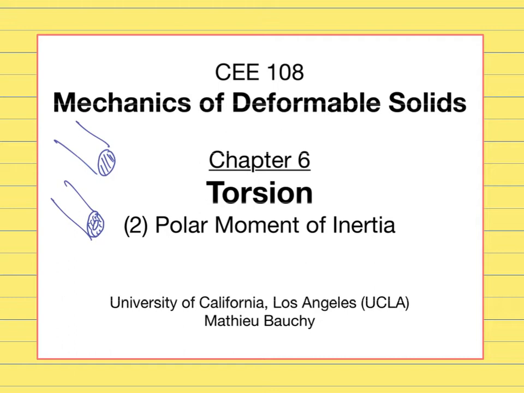So in the case of the axial load, what matters for the geometry is the area of the cross-section. In the case of the torsion, the geometrical feature of the beam that will matter is the polar moment of inertia of the cross-section. So that's what we are going to define now.